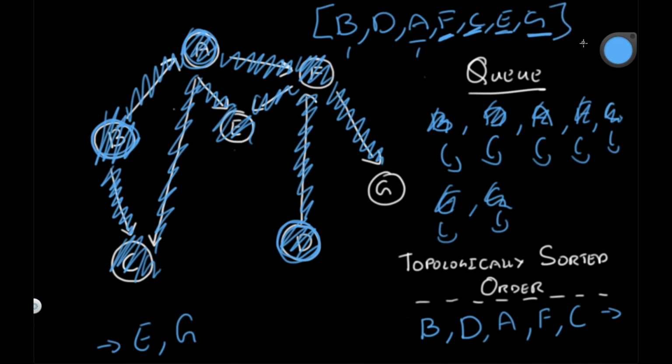So now what we're going to do is we're going to take our question. In our question, we have a list of lists, and we're going to convert that to a graph similar to this one. And then we're going to apply the same algorithm on that graph, and then we're going to get a topologically sorted order like this, which is going to be our answer. So let's see how we can do that using Python code.